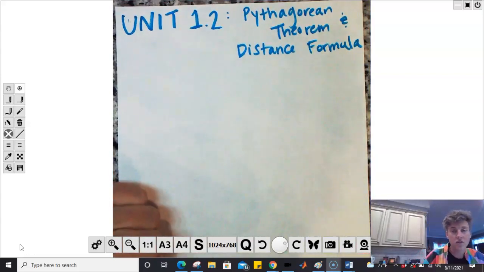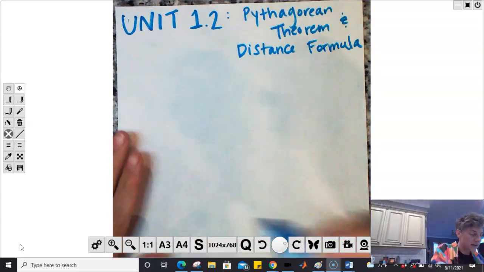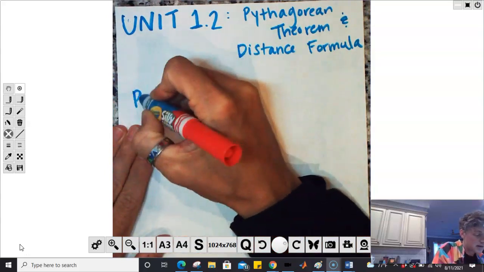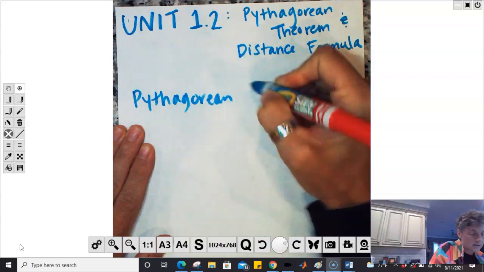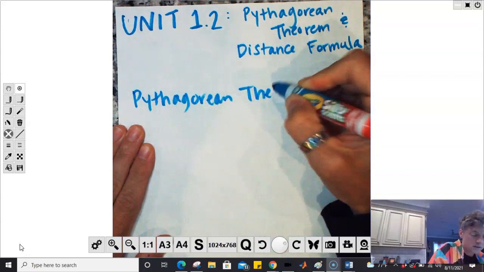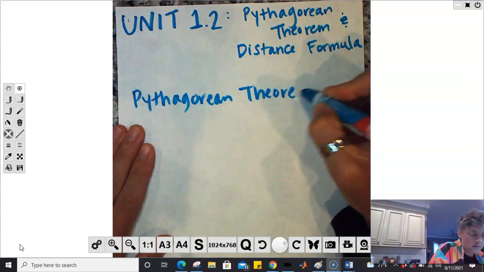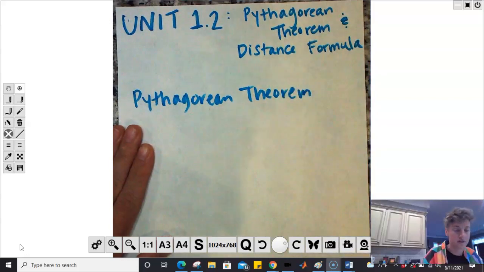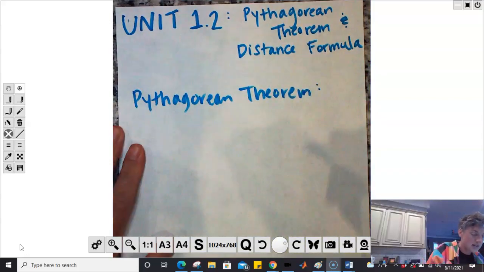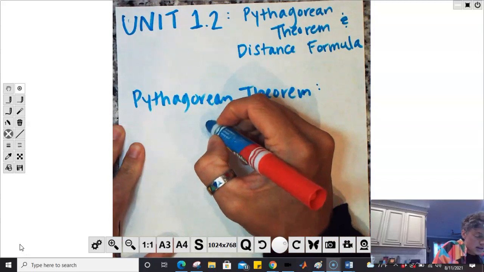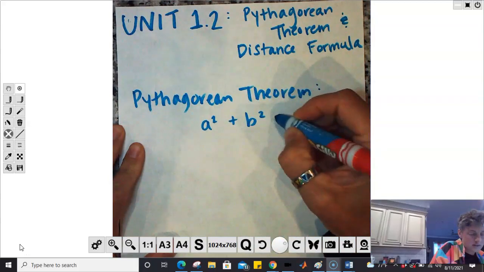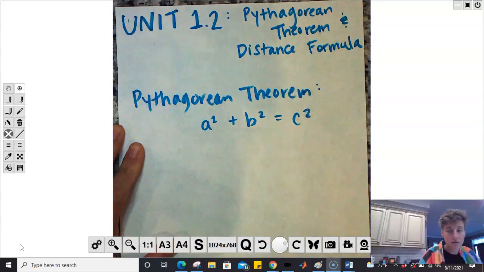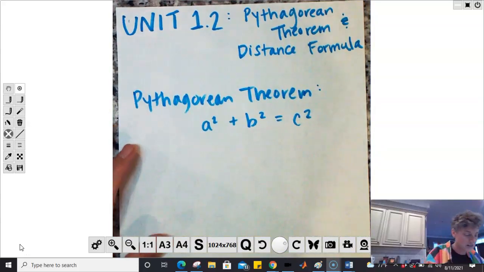Okay, first, let's remind ourselves, what is the Pythagorean theorem? The Pythagorean theorem comes to us from the famous geometer Pythagoras. It says, of course, that a squared plus b squared is equal to c squared in a right triangle.